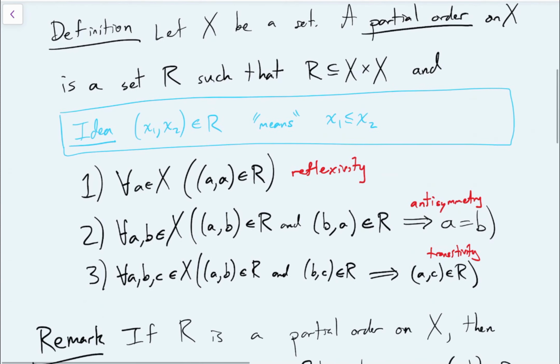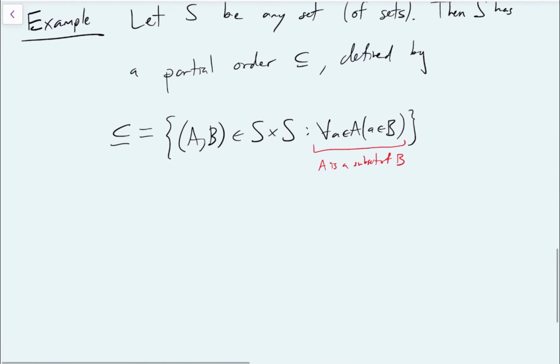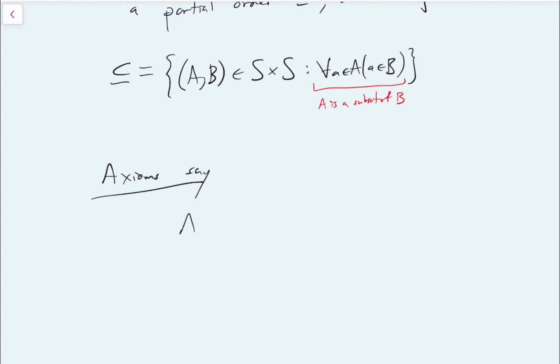And it needs to satisfy these three axioms. So let me explain what those three axioms would say in this case. In this case, the axioms would mean that A is a subset of A for all A, and that A is a subset of B and B is a subset of A implies A equals B.